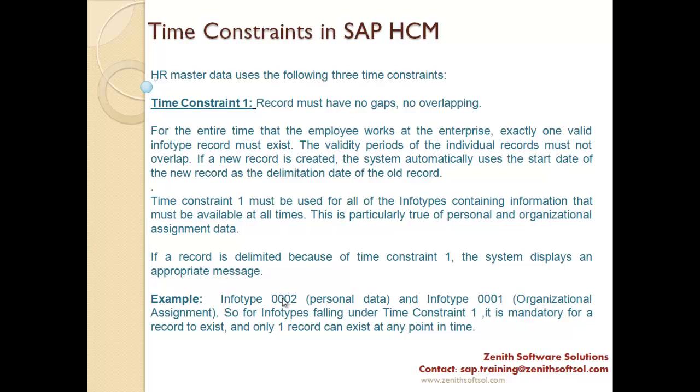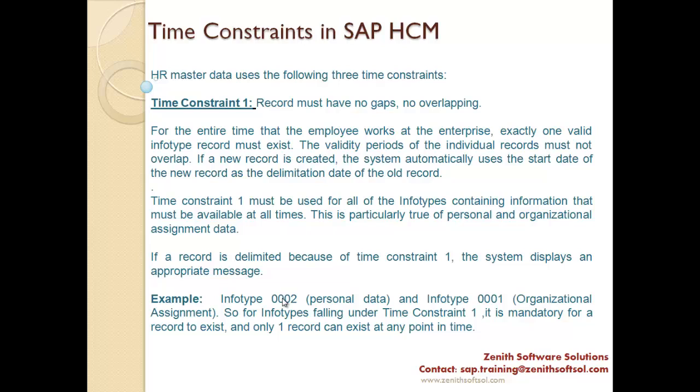So even if it overlaps, you're telling the system, hey, delimit the previous one. So this is time constant 1. And any info type which has a time constant 1 is a very mandatory info type, like info type actions, which is 0000, info type 1, which is 0001, info type 2, which is 0002. So these are the 3 info types: actions, organizational assignment, and personal data. These are the mandatory info types.